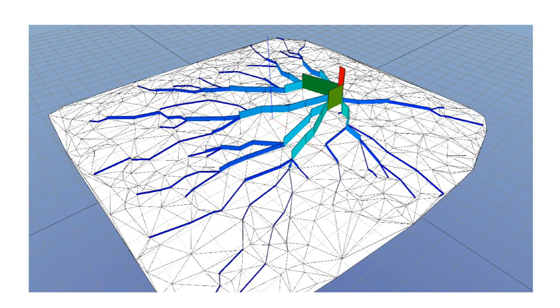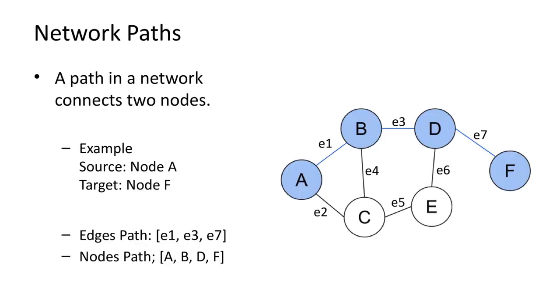In this video, we will look at calculating shortest paths within networks. A path in a network connects two nodes. In the example, let's assume that A is the source and F is the target.